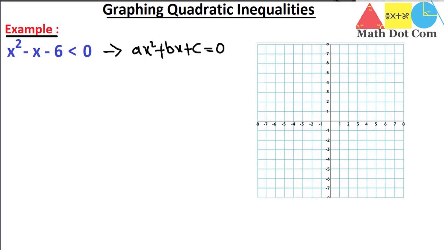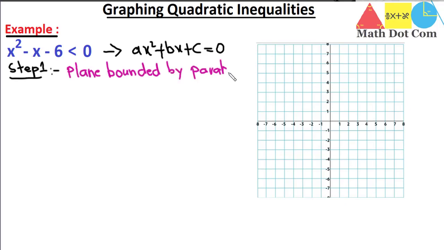Step number 1 is that we have to visualize the graph in our head, by looking at the equation first, before graphing or plotting the inequality. For that purpose we must know what kind of graph quadratic equations have. The quadratic equations have a graph that is actually a parabola. So keep this in mind: if you have a quadratic equation, you must have a graph that is a parabola. I will write here that the graph will be a plane bounded by a parabola. How it looks, we will discuss later. So you have to visualize in your mind that it will be a parabola.